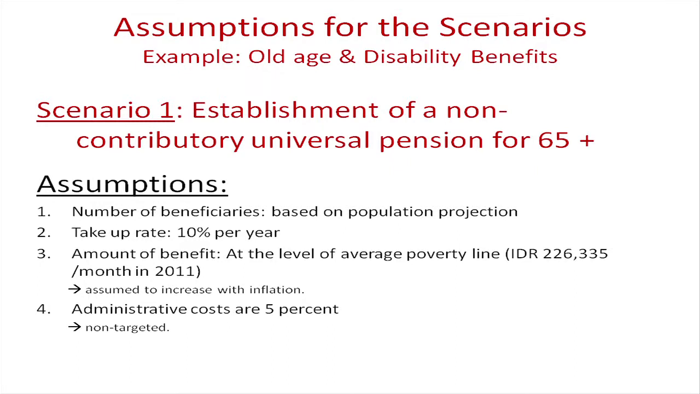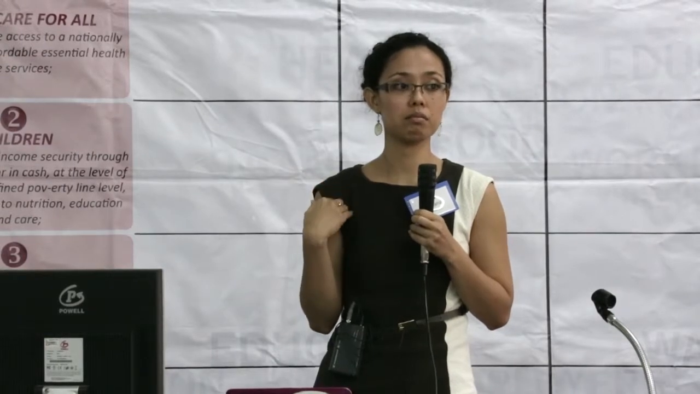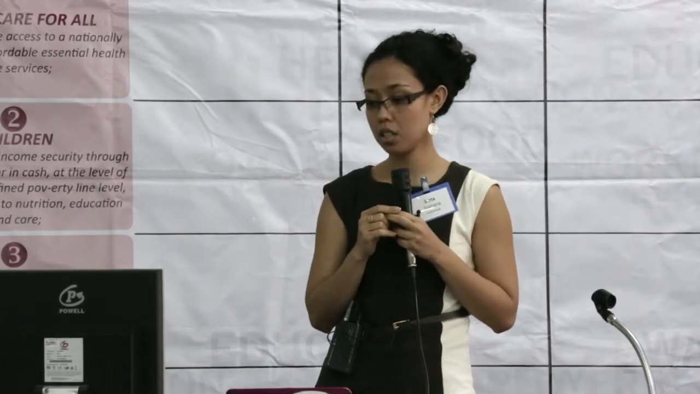And the last is on administrative cost. This is a universal scheme. Administrative cost is lower, so we put 5% based on previous universal schemes existing.